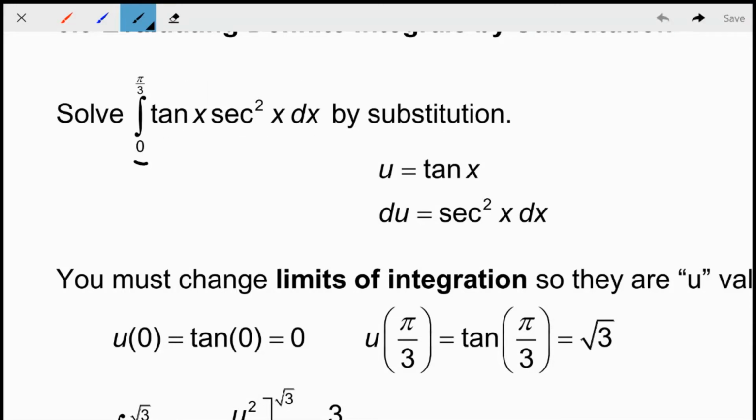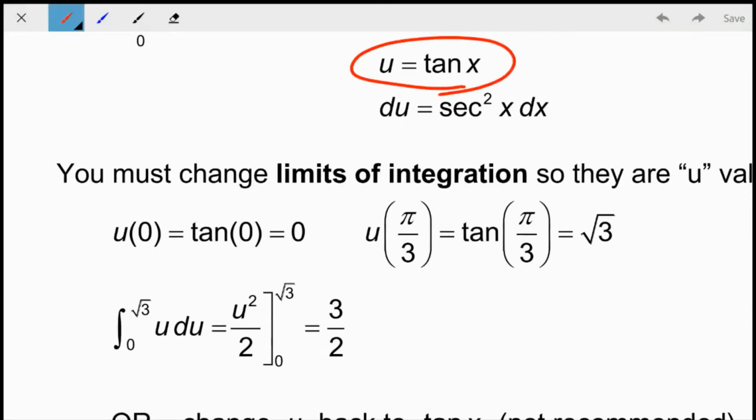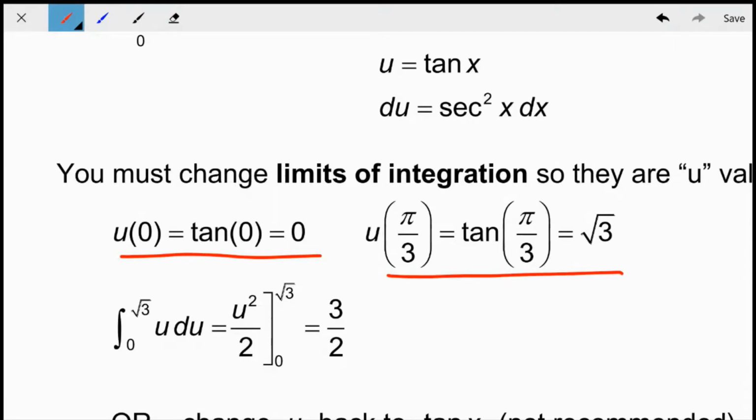Well, these values that I have right here as limits of integration are x values, so I'm going to have to convert those over to u values. It's pretty easy to do because we've got this relationship here: u is equal to the tangent of x. So for any x value, to find the u value, just take the tangent of it. The first one, u at 0, is equal to 0, and u at pi over 3 is the square root of 3. All we did is take the tangent of 0 and the tangent of pi over 3.